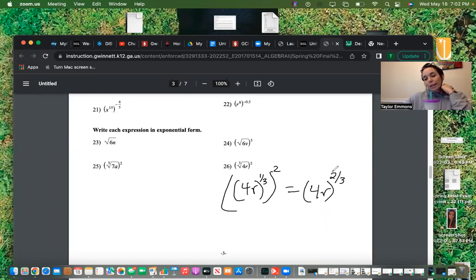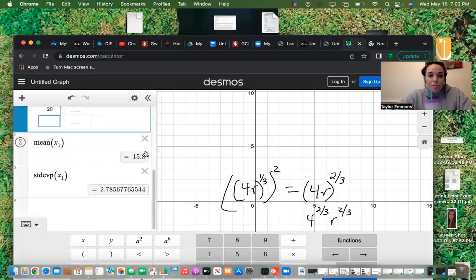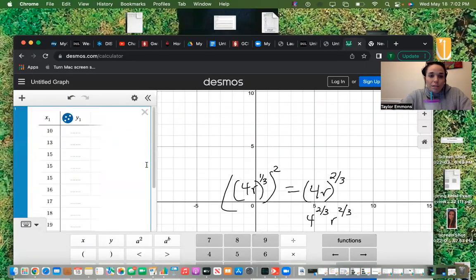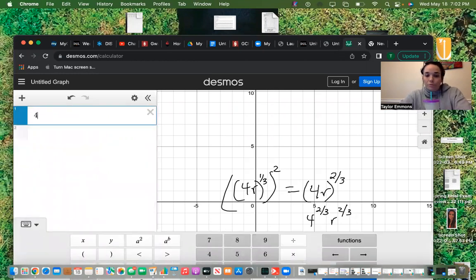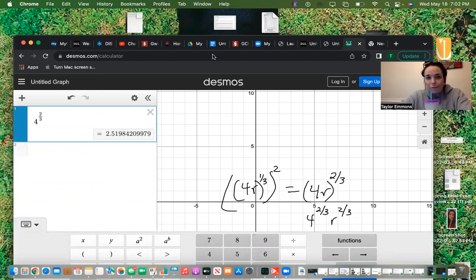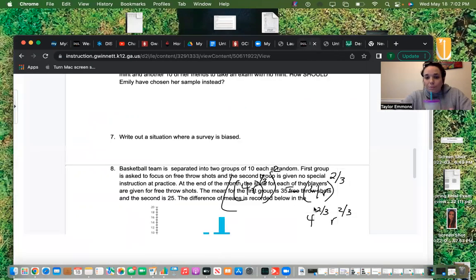Now, we could leave it like this, or we could go ahead and distribute that exponent. That's going to give me 4 raised to the 2/3 times r to the 2/3. And you always want to check and see if you can simplify this at all. If I took 4 to the 2/3 and plugged it in, I'm so sorry, it gives me a decimal, so I can't simplify that. So this would be it.